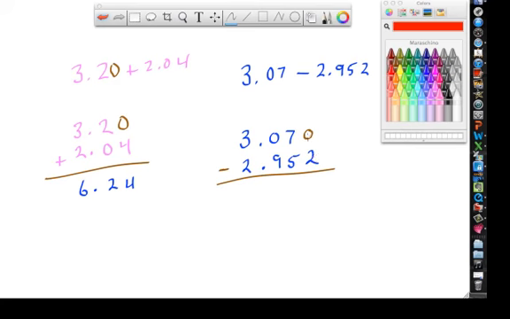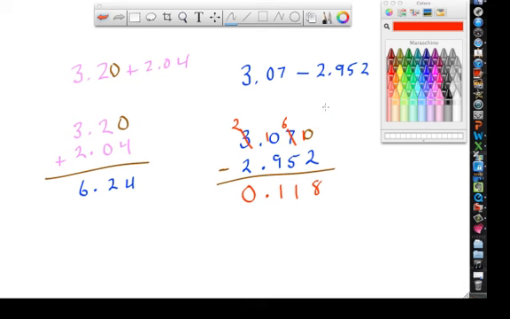You can't take 2 away from 0. So I have to borrow from the 7, borrow a 10 from the 7. 10 take away 2 is 8. 6 take away 5 is 1. I can't subtract 9 from 0, so I'm going to borrow from the 3 ones, and we'll make it 2 ones, and 10 tenths. 10 tenths take away 9 is 1 tenth, and 2 take away 2 is 0. So this is our answer.